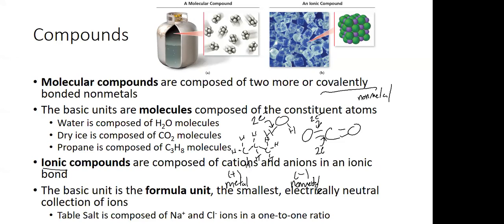For example, for table salt, the formula unit is NaCl, because 1 sodium and 1 chlorine, sodium is positive, chlorine is negative, they equal to a neutral charge. It's not always going to be 1-to-1. For example, MgCl2. Mg is +2, Cl is -1. So you need 2 Cl's to balance out the +2. So the formula unit of magnesium chloride is MgCl2.